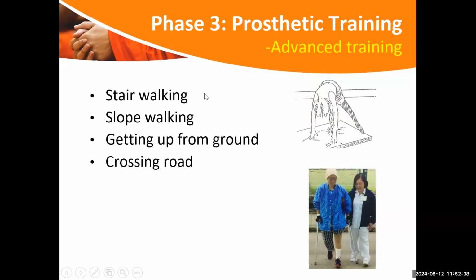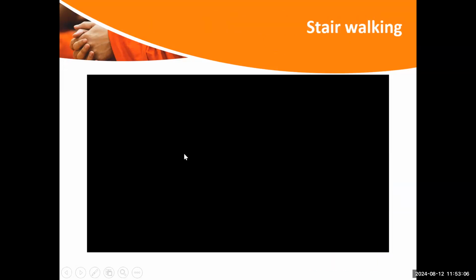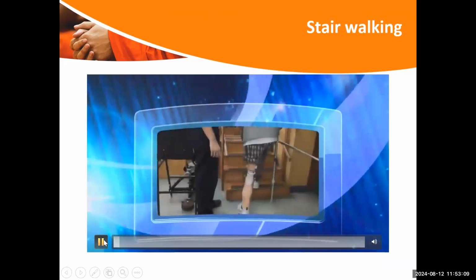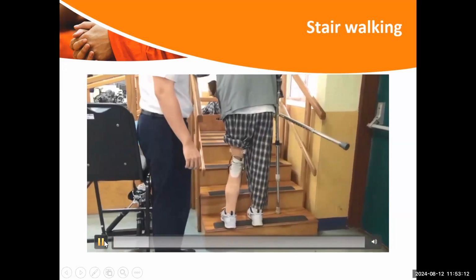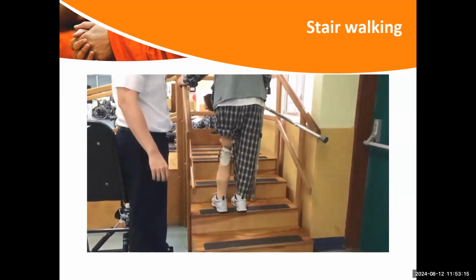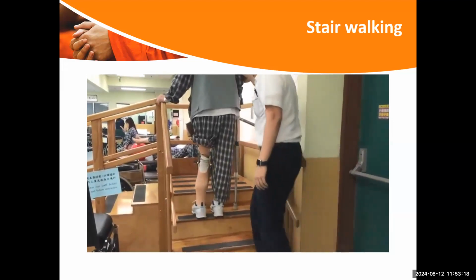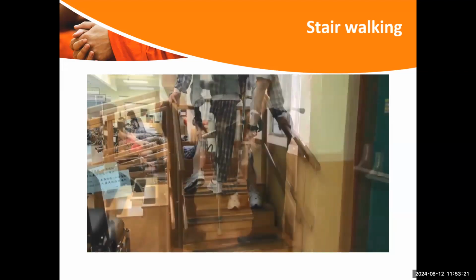We will do some advanced training like stair walking, stop walking, getting up from the ground. Getting up from the ground means actually not using the prosthesis at all. Okay, so you just push with your good leg and hands and then move up, or you push on the wall. So this is the MMRC downstairs. We teach or train with the patient how to cross the road. Of course, we do the stair walking. After doing stepping exercise, if it's okay, then we do some stair walking.